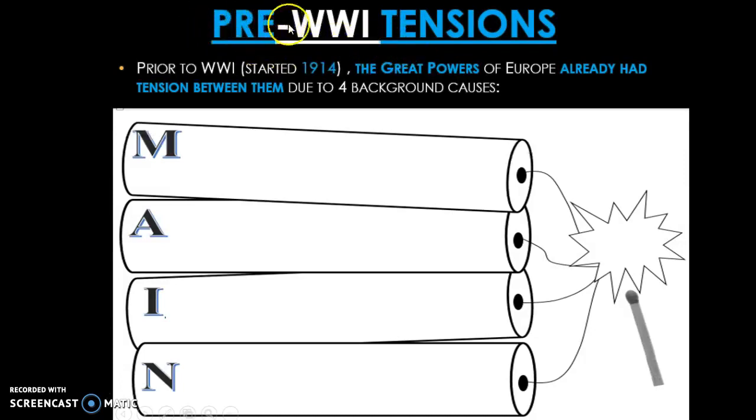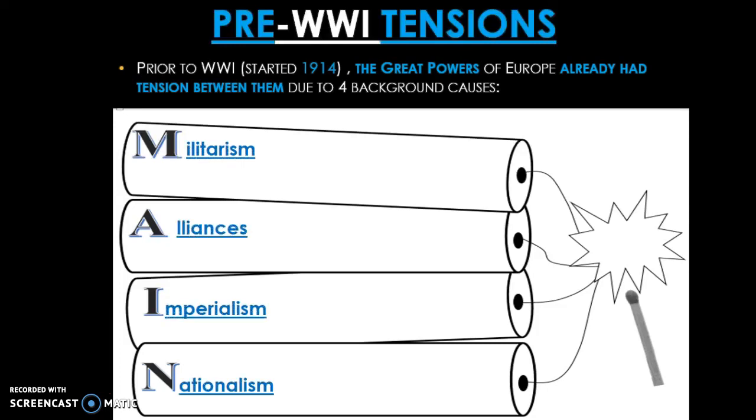So before World War I, there was lots of tension. We talked about this last lesson when we talked about MAIN: militarism, alliance, imperialism, and nationalism. Prior to World War I starting in 1914, all of the great powers of Europe already had tension between them due to militarism, alliances, imperialism, and nationalism. Please make sure that you're completing these blanks.